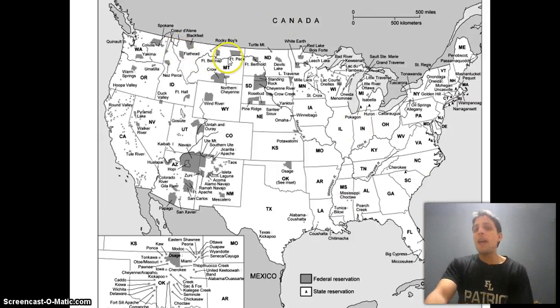And we have a system similar to it today, but it's a little bit different, known as the reservation system out in the western part. A lot of the reservations are out in the western part of the United States, and they're still what you would consider domestic dependent nations. So we'll get into this a little bit later in our class when we talk about Indian removal and Andrew Jackson and how the reservation system was created out in the western part of the United States.